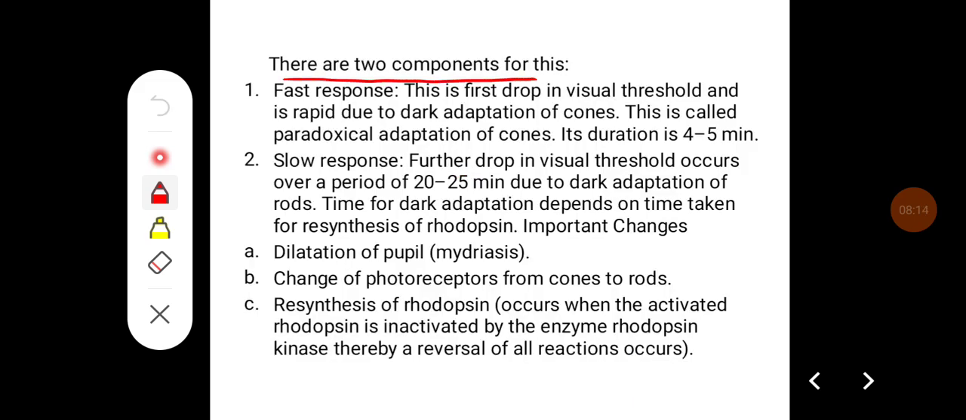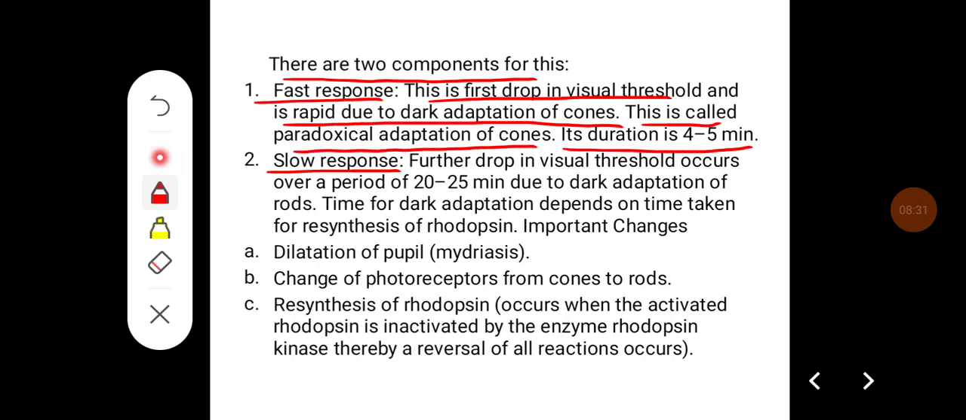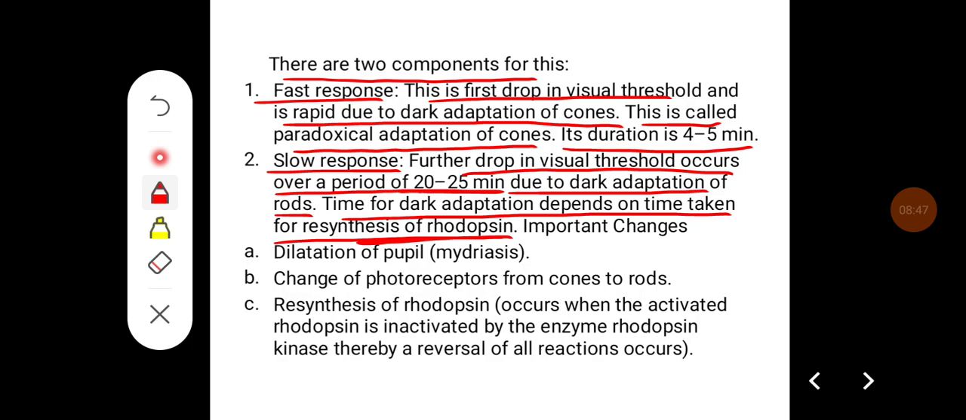So you can see there are two components, fast response and slow response. Fast response is the first drop in the visual threshold and is rapid due to the dark adaptation of the cones, and this is called photopic adaptation of cones, and its duration is 4 to 5 minutes. Slow response, a further drop in the visual threshold, occurs over a period of 20 to 25 minutes due to the dark adaptation of the rods. Time of dark adaptation depends on the time taken for resynthesis of rhodopsin.